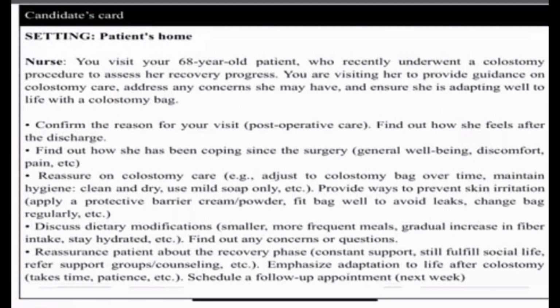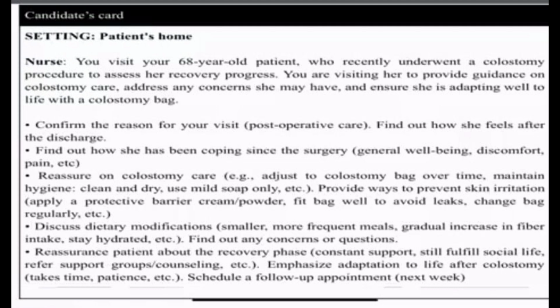Well, I will read the background like this. You visit your 68 years old patient who recently underwent an ileostomy procedure to assess her recovery progress. You are visiting her to provide guidance on ileostomy care, address any concern she may have, and ensure she is adapting well to life with an ileostomy bag. So this is the background history.